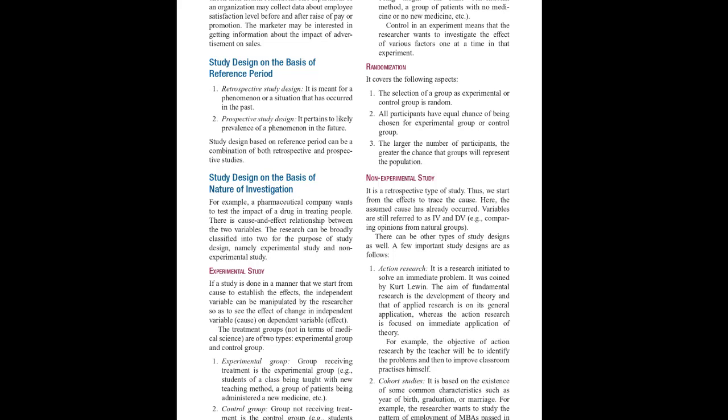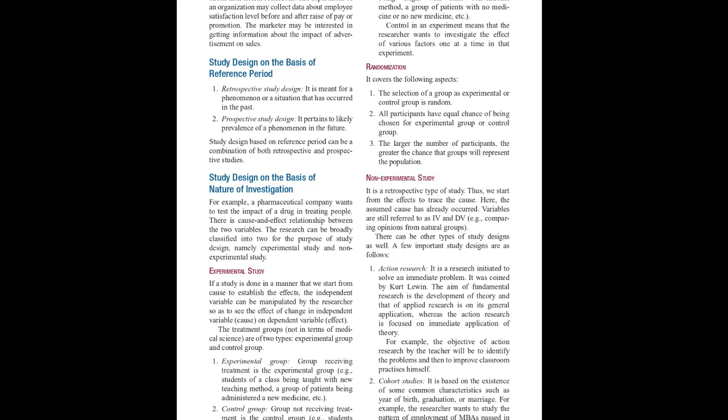Experimental study: if a study is done in a manner that we start from cause to establish the effects. The independent variable can be manipulated by the researcher so as to see the effect of change in independent variable, cause, on dependent variable, effect. The treatment groups, not in terms of medical science, are of two types: experimental group and control group. The researcher can investigate the effect of various factors one at a time in that experiment.